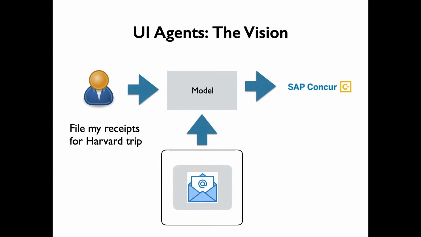And here the vision is the following. Suppose I went to Harvard to give a talk, and I could tell my model, file my receipts for the Harvard trip. The model is connected with my email. It will gather my emails, my Uber receipts, the hotel receipts, and so on. Then it would file them in Concur, and maybe I'll look through it and just give it a click, and that's it.